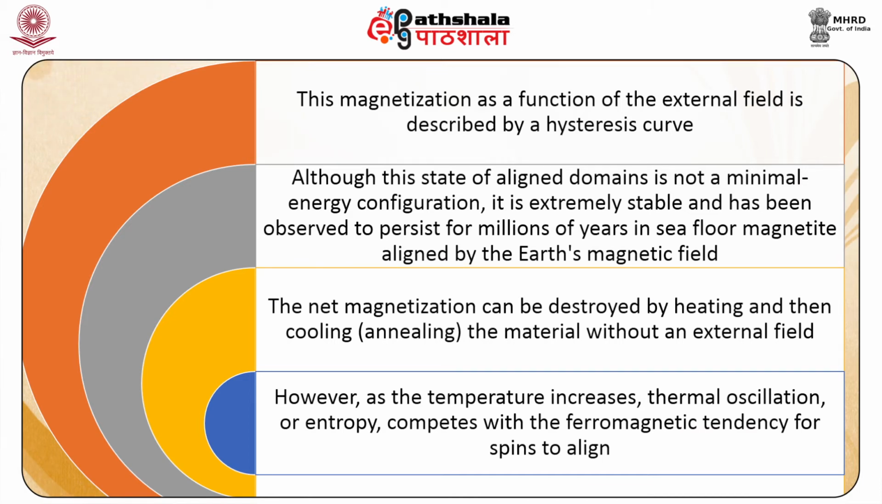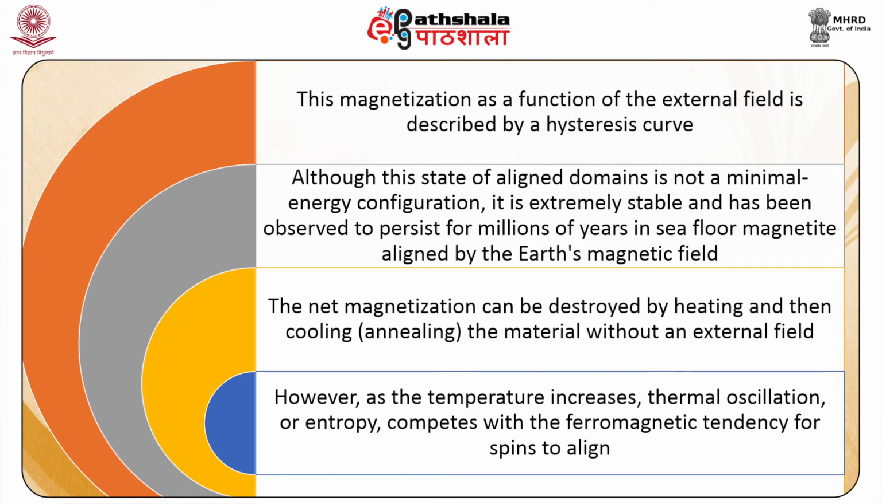Although this state of aligned domains is not a minimal energy configuration, it is extremely stable and has been observed to persist for millions of years in seafloor magnetite aligned by the Earth's magnetic field. The net magnetization can be destroyed by heating and then cooling the material without an external field.